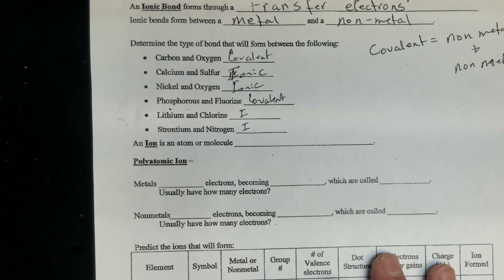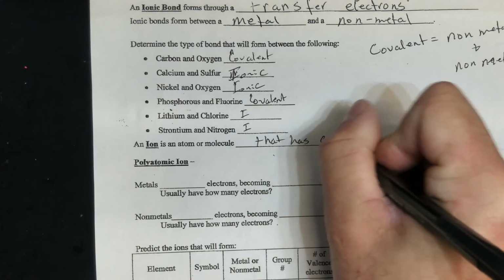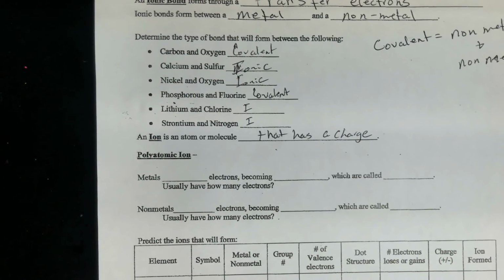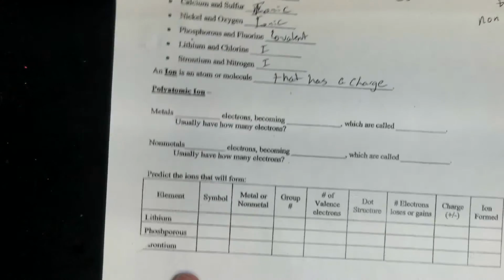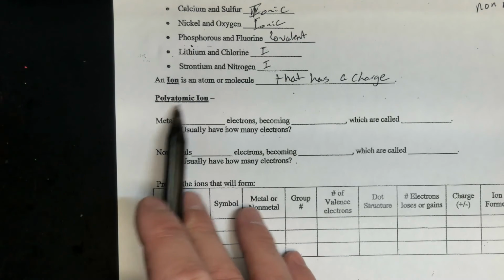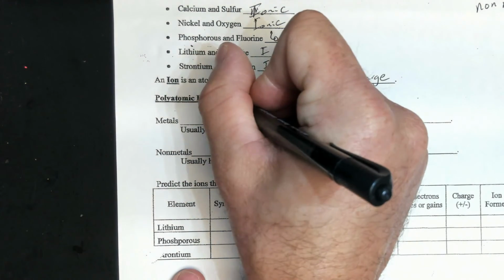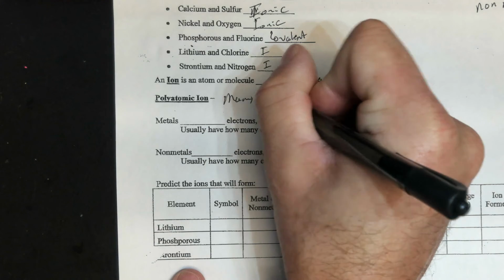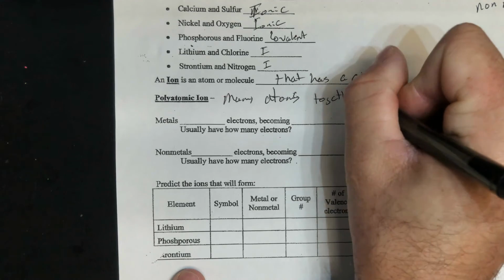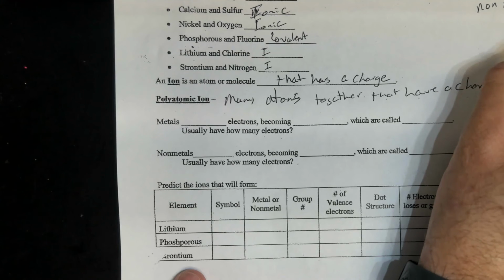An ion is an atom or molecule that has a charge. It simply has a charge. It's either positively charged or negatively charged, and we're going to determine that here on these next set of questions. So a polyatomic ion, if we break down the word polyatomic, poly meaning many atoms that have a charge. So polyatomic ions are just many atoms together that have a charge.